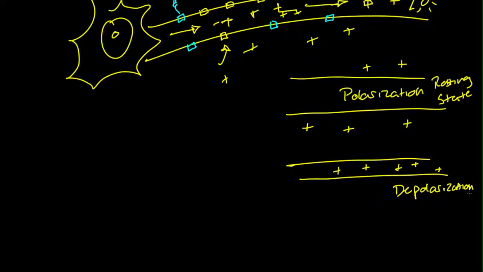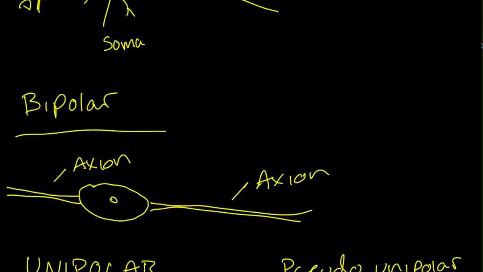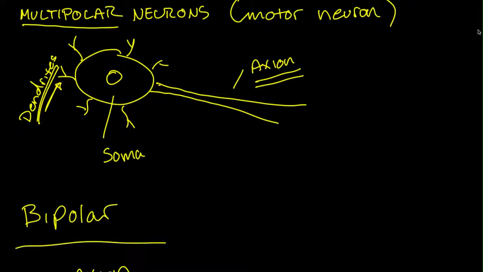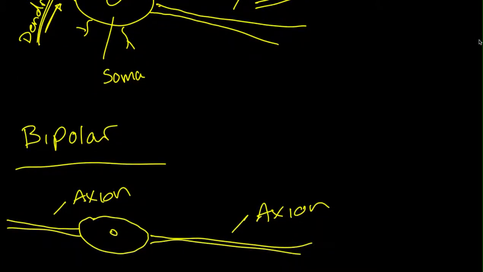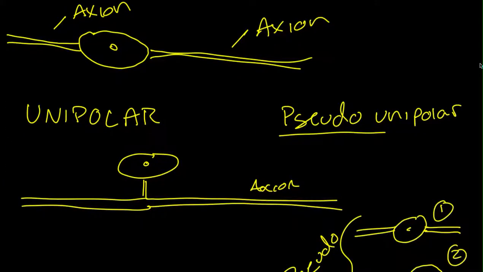And so that's pretty much it for the classification of neurons and neuron physiology. It's pretty straightforward. So for the test, we have multipolar, which has dendrites and axons, bipolar, which just has axons, and unipolar, which is also just an axon, but it's not actually off of the neuron.